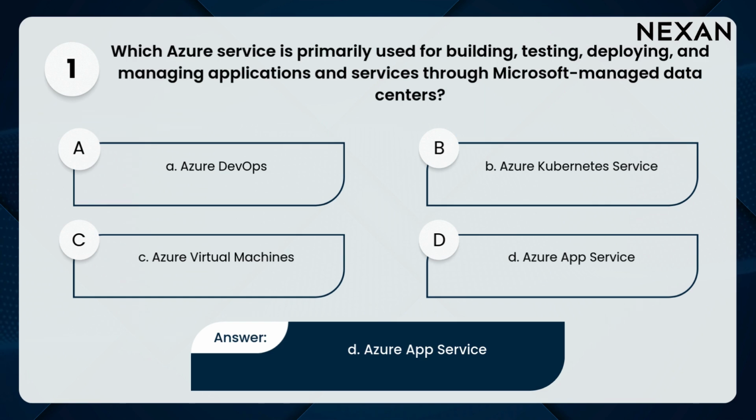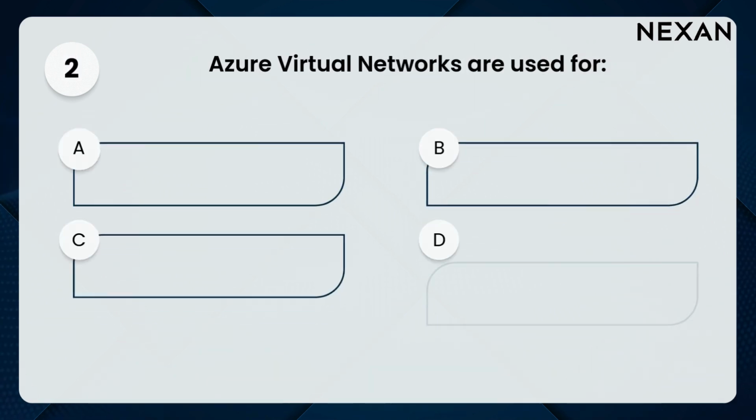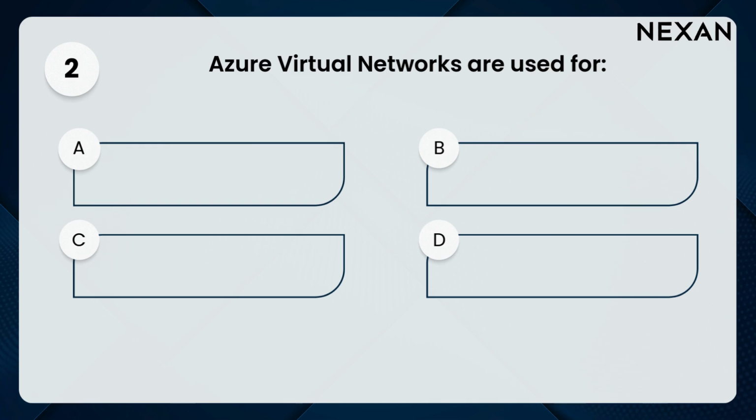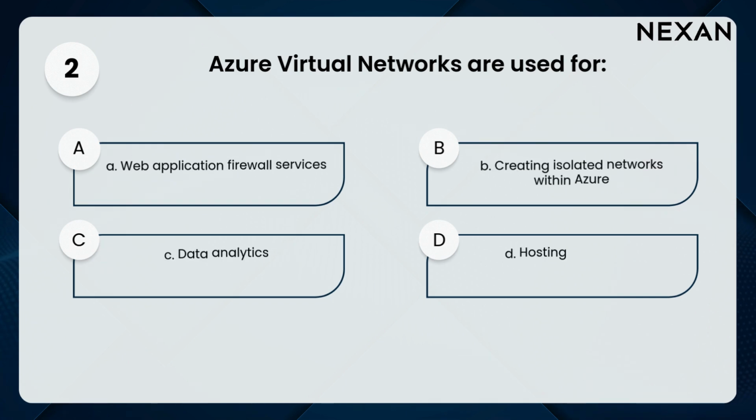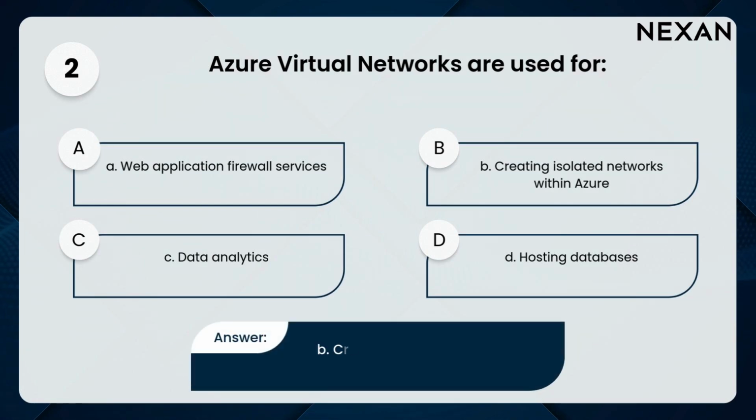Azure App Service. 2. Azure Virtual Networks are used for A. Web Application Firewall Services. B. Creating isolated networks within Azure. C. Data Analytics. D. Hosting databases. Answer: B. Creating isolated networks within Azure.